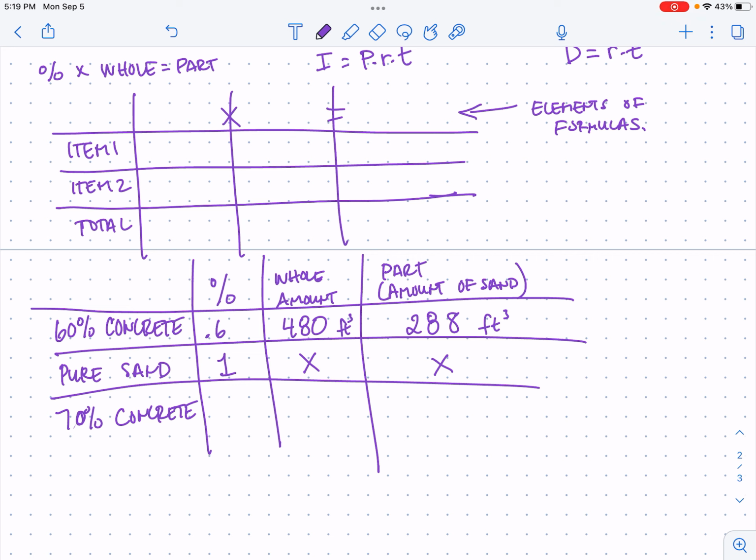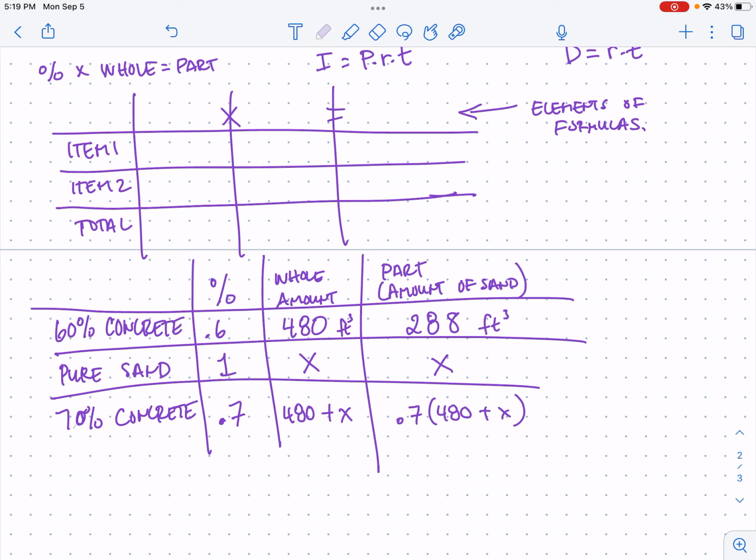Now, when we mix them together, this mixture is 70% concrete, so 0.7 is our amount there. We don't know how much we're going to end up with, but we do know that the amount we have is the 480 cubic feet we started with plus the X cubic feet that we add as well. And when we multiply across, we get an expression that looks like this.